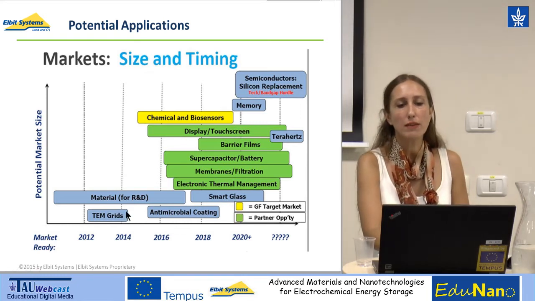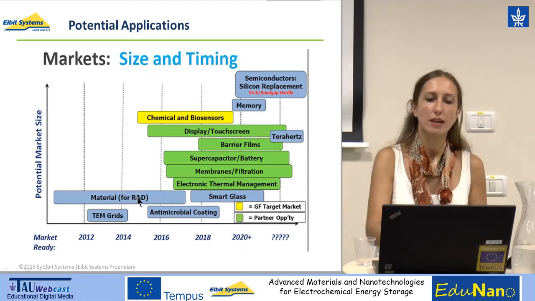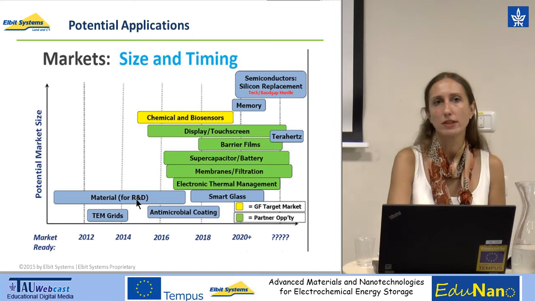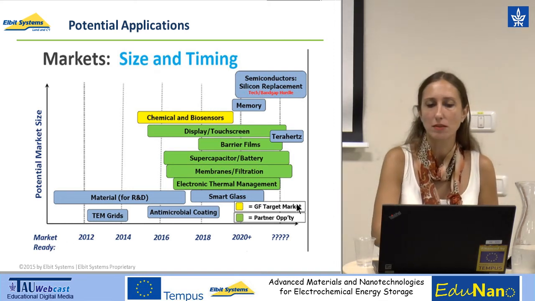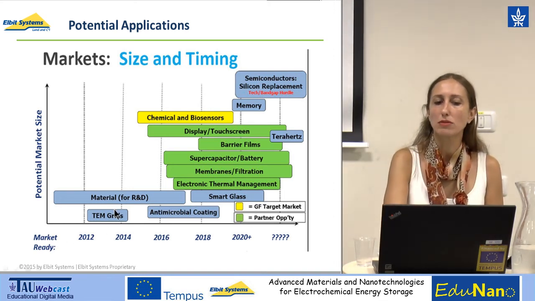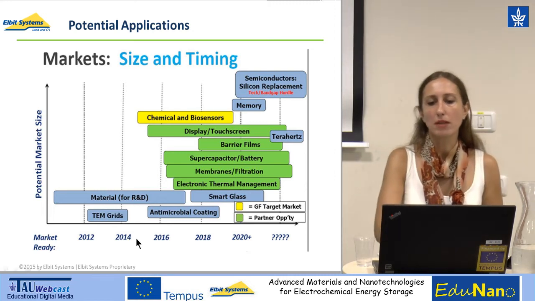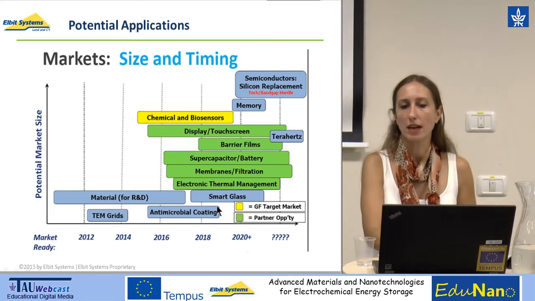So what we have for today's market, we are talking about graphene for research, mainly for R&D, research and development. We are talking about graphene being ready for some TEM, transmission electron microscope grids, and there are some antimicrobial coatings and smart glasses.